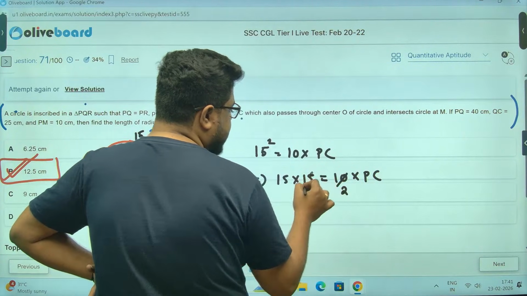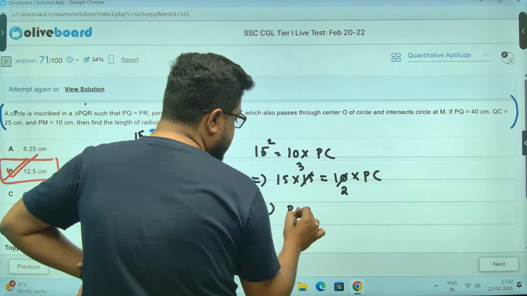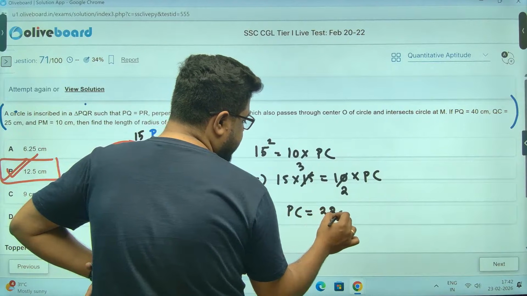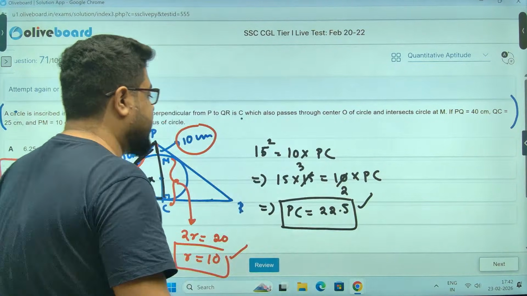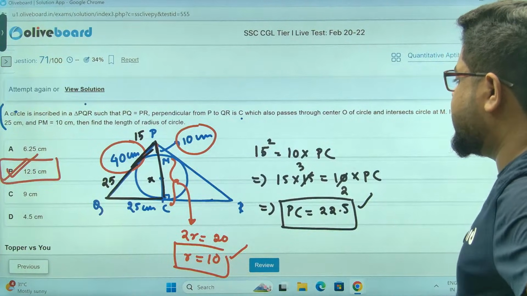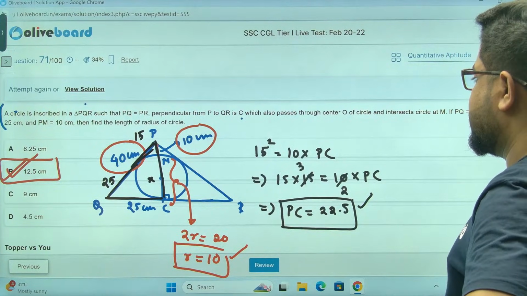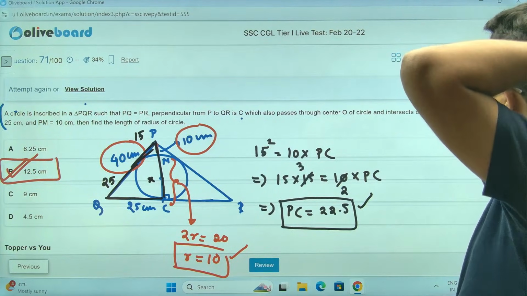5 2s are this, 5 3s are this. 45 by 2, 22.5. What a weird value, there we are getting. There we were getting some very weird values.